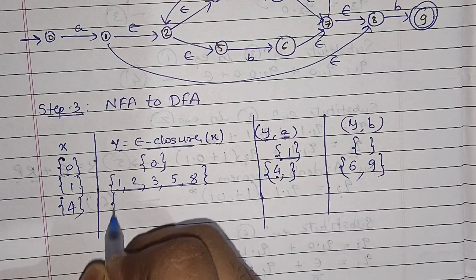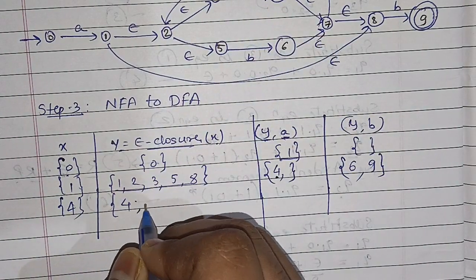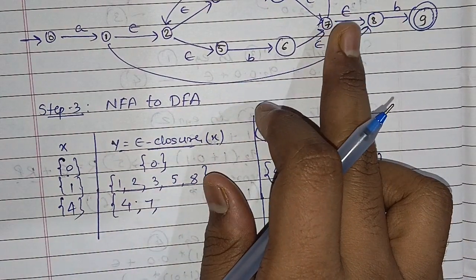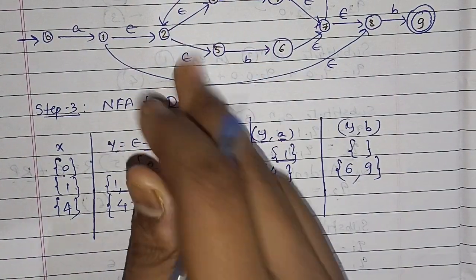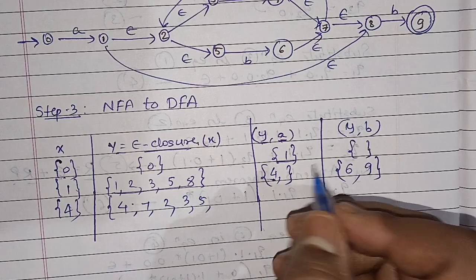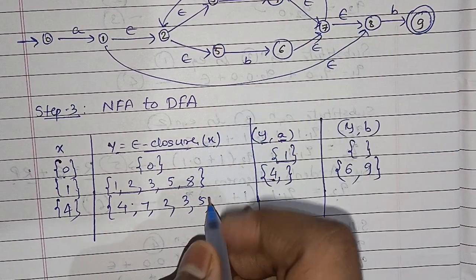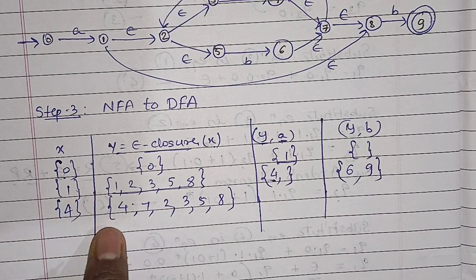Okay, now see, 4's epsilon closure is 4 itself, 4 to 7, 7 to 2, 2 to 3, and 2 to 5, and see, 7 to 8. So 1, 2, 3, 4, 5, 6, there are, this is 6.